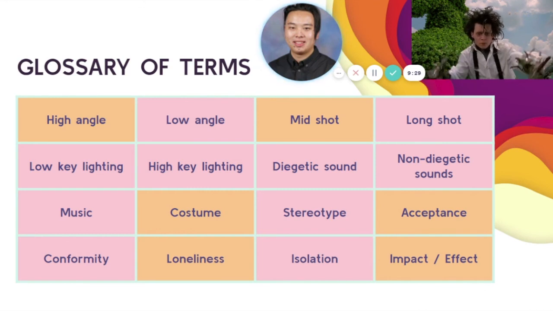Alrighty, so Year 7s, hopefully you found this video helpful and hopefully you have a better idea of what you will be assessed on for the upcoming Edward Scissorhands CAT. In the next part of this lesson, I'll be walking you guys through how to structure a scene analysis essay and how to plan a response as well.